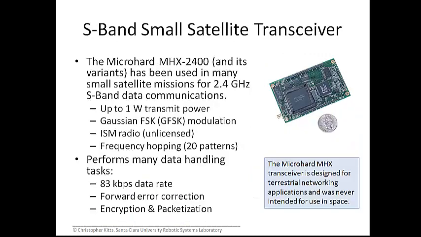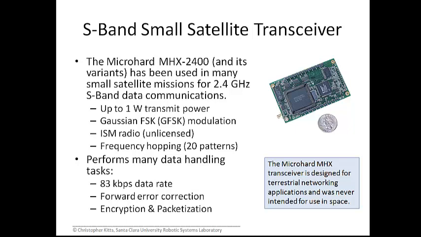Another piece of equipment that we use a lot is the MicroHard series S-band transmitter. Shown here is the 2400, but there's now 2410 and various versions of these. But this is what was first used in GeneSat, and a version of this has been used in all the other, or most of the other satellites that Santa Clara has controlled, certainly the NASA ones.